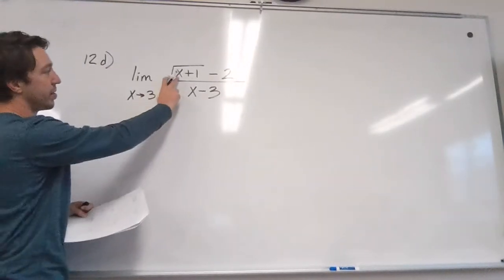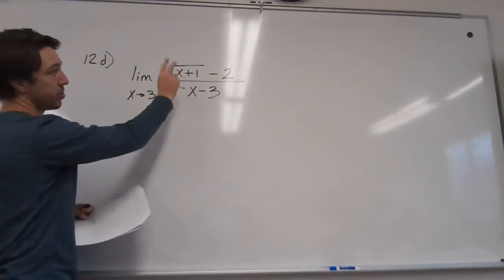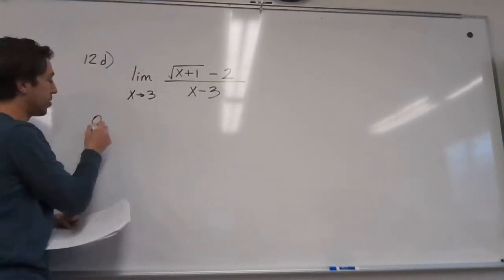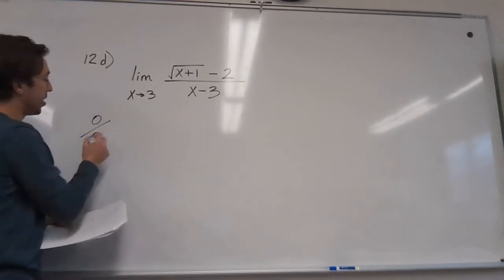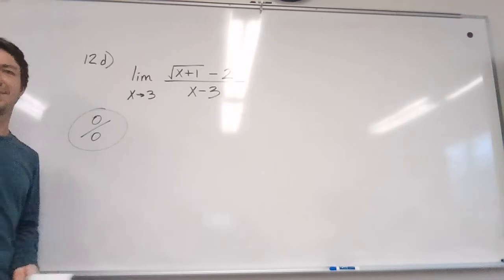Let's see. Plug in 3, we get 3 plus 1 makes 4, whose square root is 2. 2 minus 2 is 0. That's no good. Bottom is 0 as well. Oh, it is good. That means it's going to be a more interesting question.